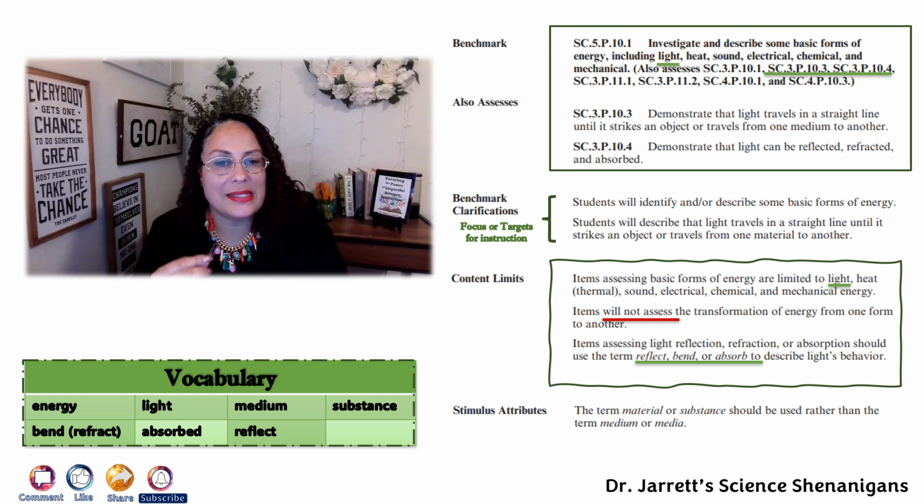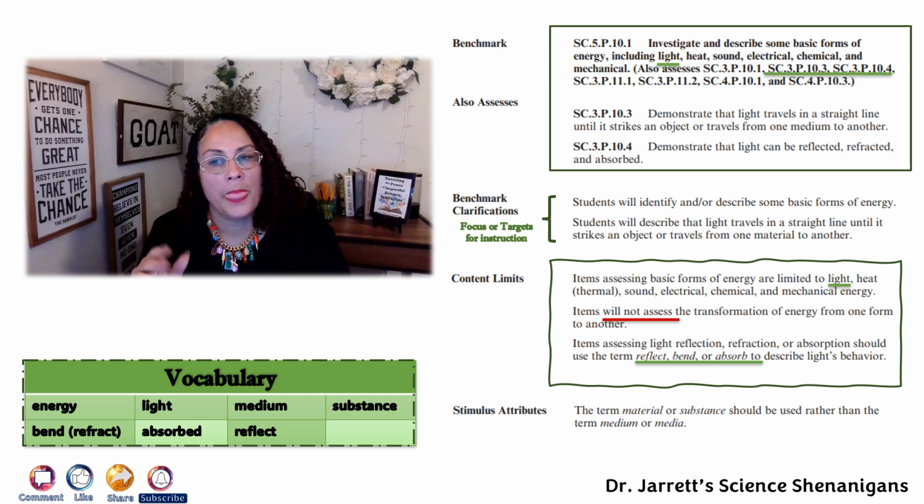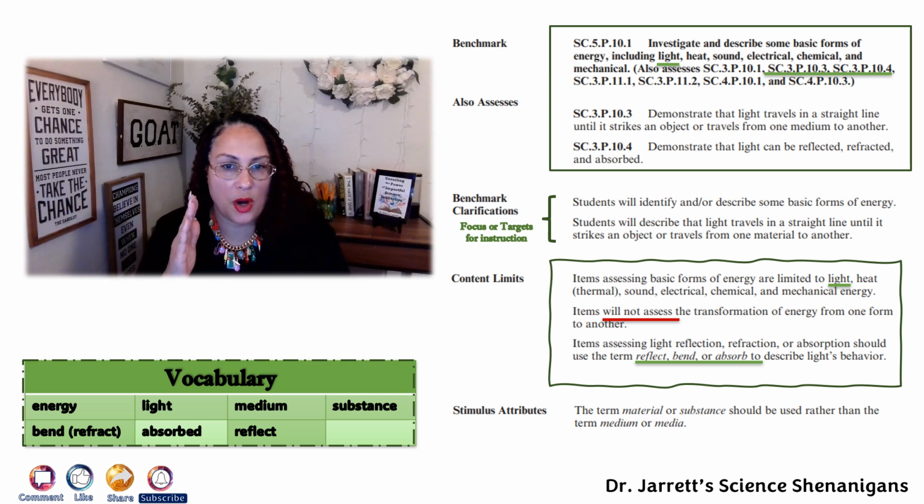Also, in 3P10.3, it says that light is going to travel in a straight line until it strikes an object or travels from one medium to another. In the stimulus attributes, it says that the term material or substance should be used rather than medium or media. So you would use material or substance instead of the word medium. Instead of the word refracted, you would use the word bend.